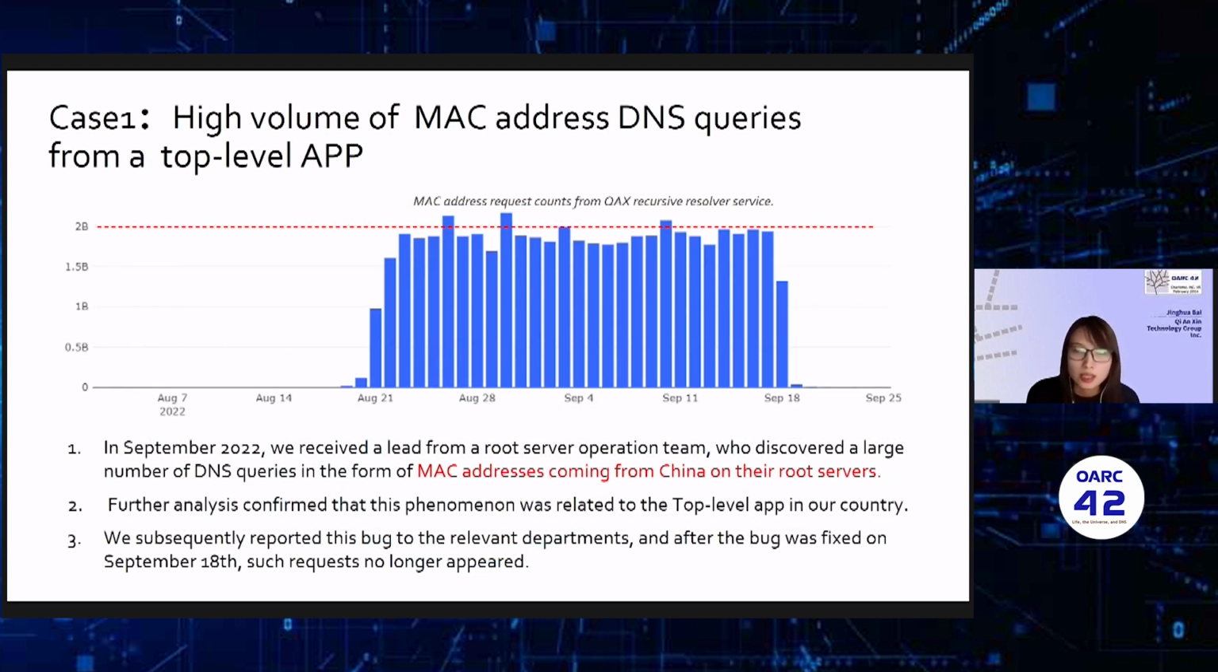Let's see some cases. In September 2022, we received a tip from a root server operation team who discovered a large number of DNS queries in the form of MAC addresses coming from China on their root servers. We quickly retrieved the data for verification and found indeed a substantial number of similar queries in the DNS logs, nearly 2 billion queries per day. Further analysis confirmed that this phenomenon was related to a very popular mobile application in China. We contacted a related party and soon the bug was fixed on September 18th, and such requests no longer appeared.